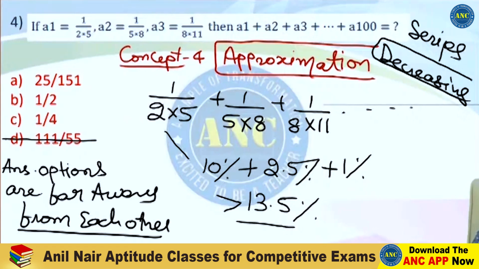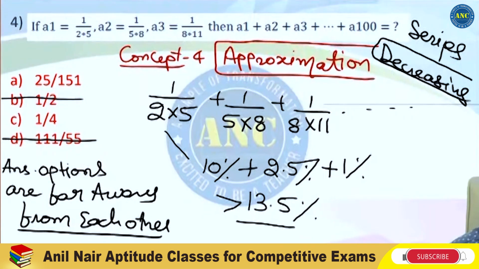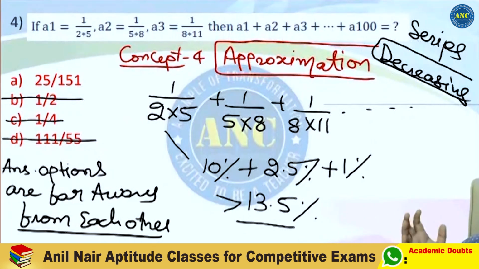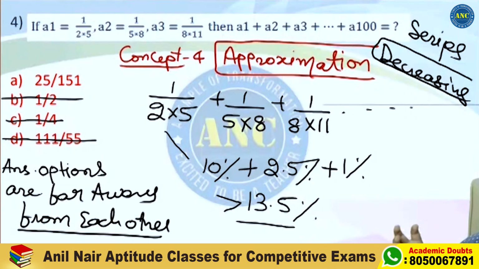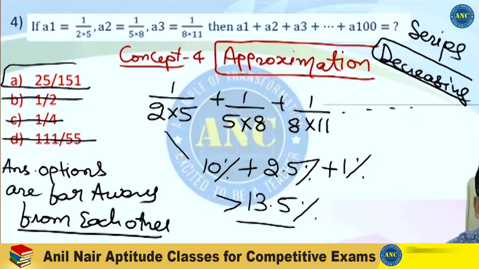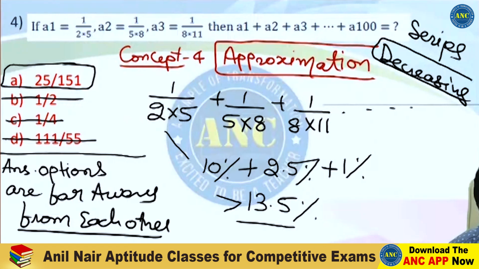So this is 1 by 11 into 55? It is not possible. 1 by 2, 50 percentage, not possible. 1 by 4, 25 percentage, you will not get. 10, then there is 2.5, then 1, then 0.4, 0.2, like that. The value will be increasing by a very minimal amount. So it cannot be 50 percentage or 25. The answer is 25 by 151. If all the answer options are far away from each other, then you can use approximation.